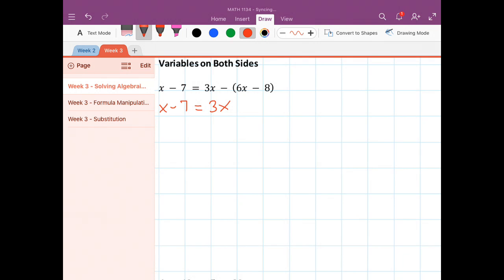Now, that bracket is being multiplied by a negative 1 or a negative. So that 6x is going to become negative 6x, and that minus 8 is going to become plus 8, because this negative is going to affect both the 6 and the 8, not just the 6. Don't forget that.